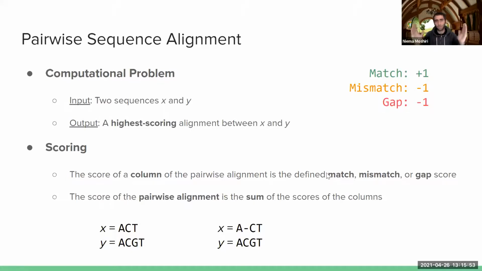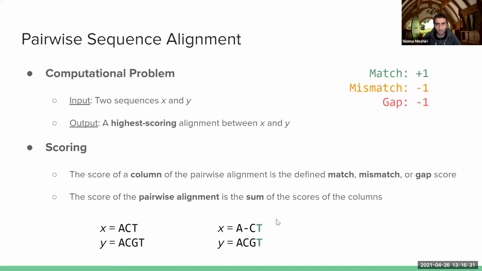So the score of my overall alignment is the sum of the scores of the columns. So what's the score of this column? Well, here I have A with A. That's a match. That's +1. Then I have a gap, a dash with a C. That's -1 according to my scoring scheme. Then I have a mismatch, C paired with G, which is also -1. And then I have T paired with T, a match, which is +1. So I have +1, -1, -1, +1. Overall, this is 0.